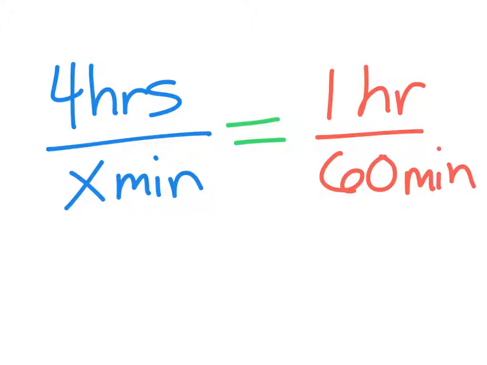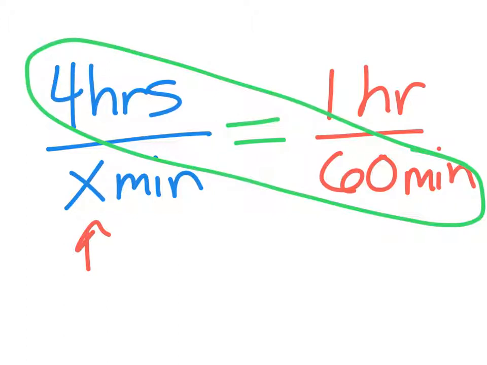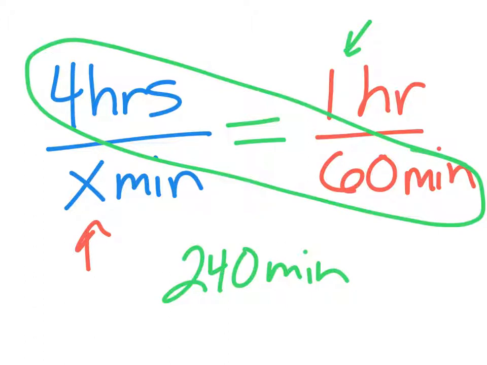And what we can do is, the same as we've done before, we know that this is where our X is, so we simply multiply the opposite side. 4 times 60 gives us 240. Dividing it by the last number, 1, 240 divided by 1 is 240 minutes. So we can use this proportion method to solve for these unknowns anytime.